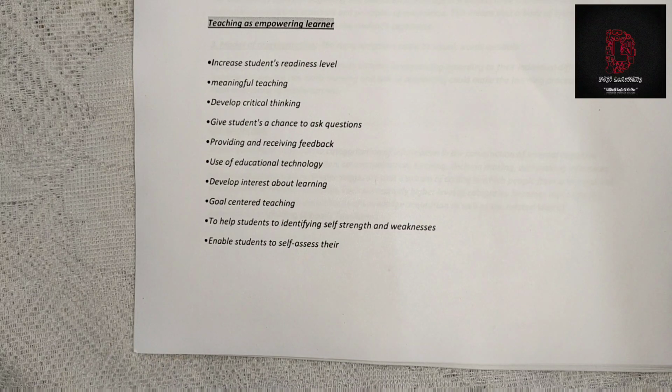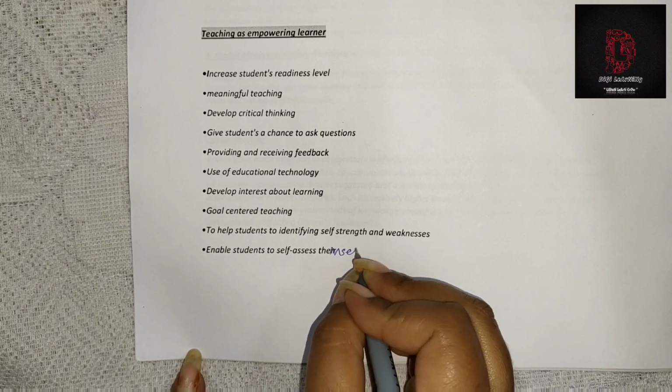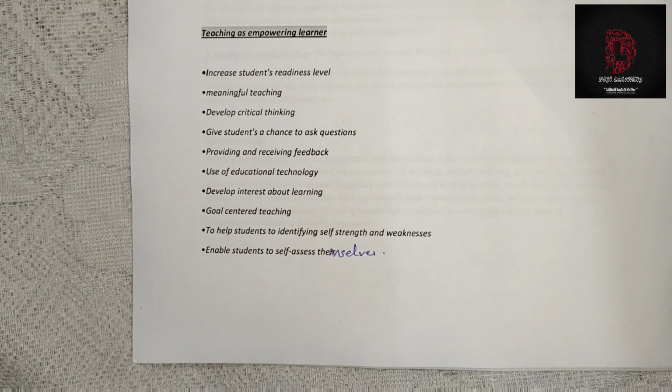Develop interest about learning. Goal-centered teaching to help students identify their self-strength and weakness and to enable students to self-assess themselves. Okay. So these are the points of teaching as empowering learner.